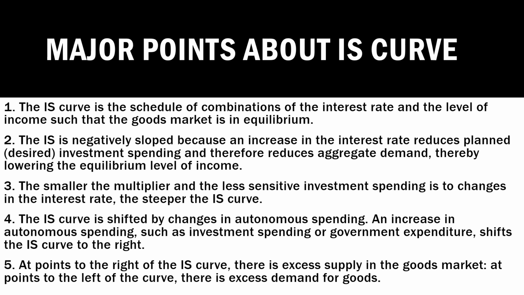Now, the IS curve is shifted by changes in autonomous spending. An increase in autonomous spending, such as investment spending and government spending, shifts the IS curve to the right. You have to understand the position to which the IS curve is shifting.